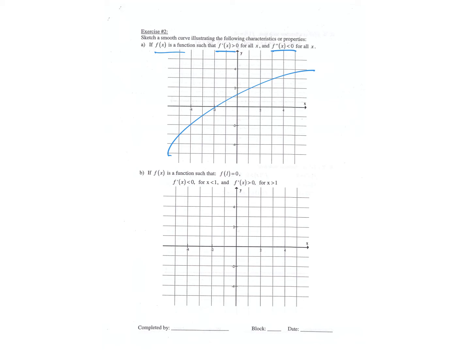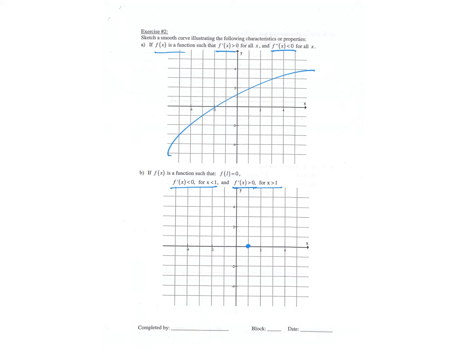Here we go. So on part B, it says that f of 1 is equal to 0. So f of 1 is equal to 0. Let's put a little dot there. And then it says f prime of x is less than 0 for when x is less than 1. What does that mean? It's decreasing. Okay, it's decreasing there. And then what does this mean? F prime is greater than 0 for x greater than 1.